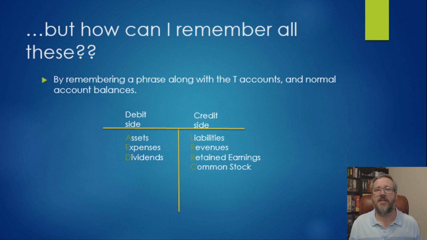Debit side, credit side on our T account. Assets, expenses, dividends have a normal debit balance and they increase with a debit entry. On our credit side, we have liabilities, retained earnings, revenues, and common stock. Again, these accounts increase with a credit entry. They have a normal credit balance. But again, we don't want to remember all this mess, right? We don't have to memorize this. We've got things to do.